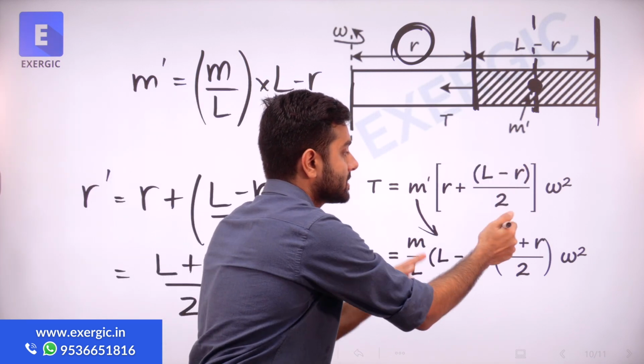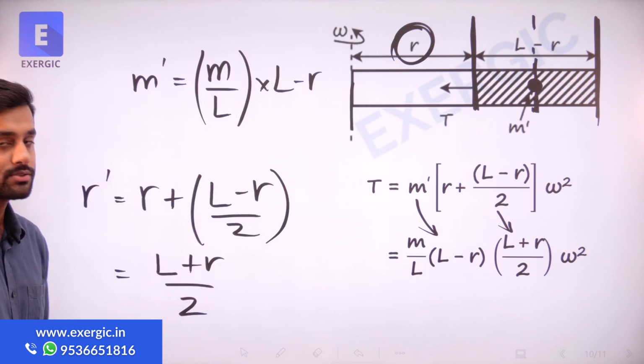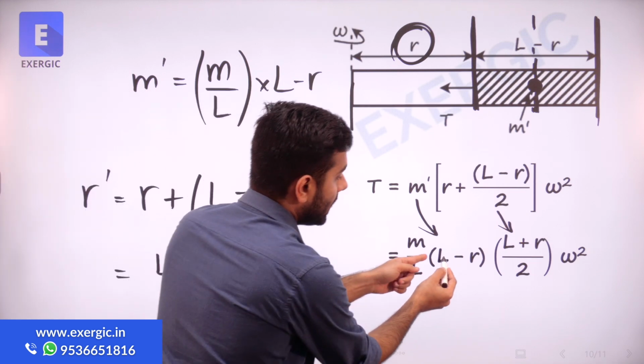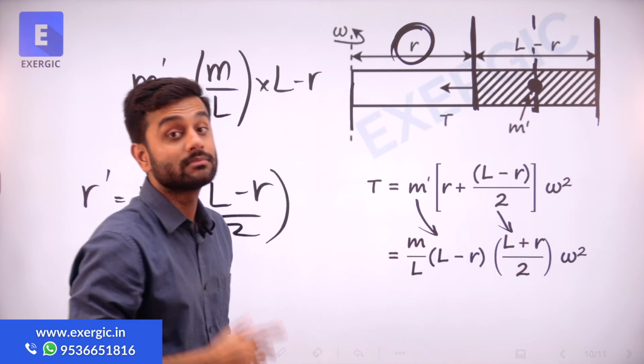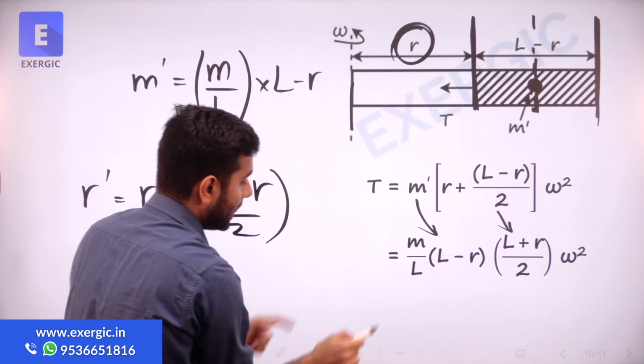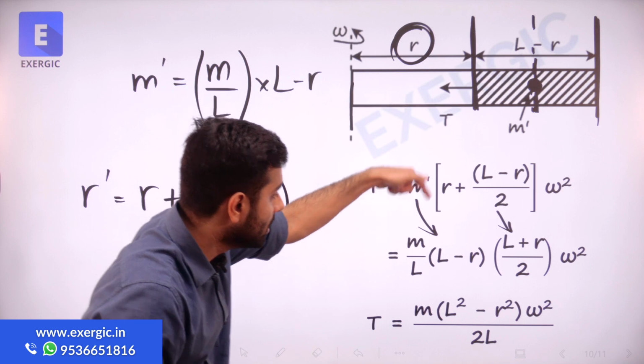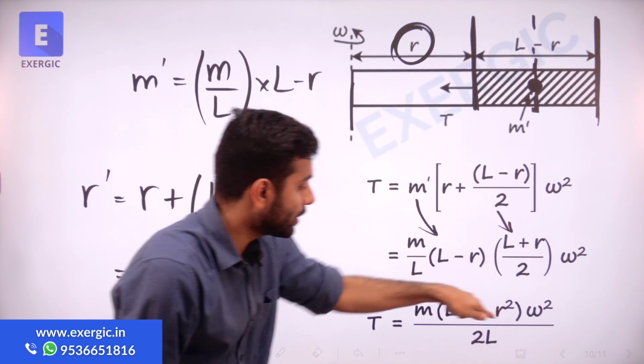If you simplify this, you will get (L + r)/2 as I have shown here, times omega square. Here, L minus r times L plus r is L square minus r square, and in the denominator 2L. So ultimately this is the expression that you are going to get: M (L square minus r square) omega square by 2L.